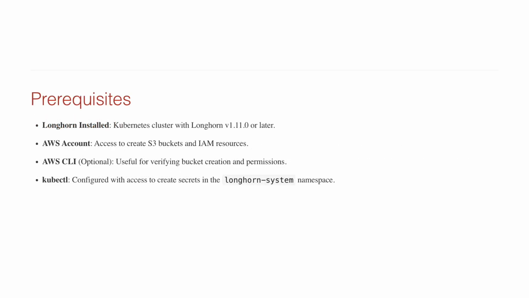Before we begin, make sure you have the following. First, a Kubernetes cluster with Longhorn version 1.11.0 or later installed. Second, access to an AWS account where you can create S3 buckets and IAM resources. Third, optionally, the AWS CLI for verifying bucket creation and permissions. And finally, kubectl configured with access to create secrets in the longhorn-system namespace.